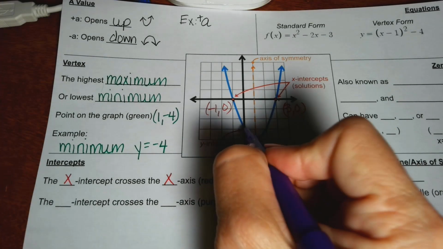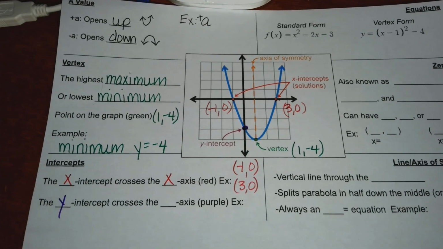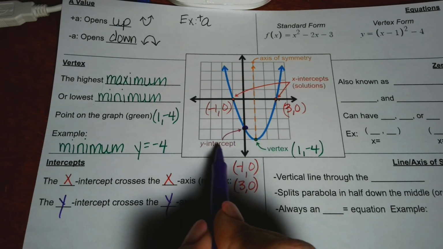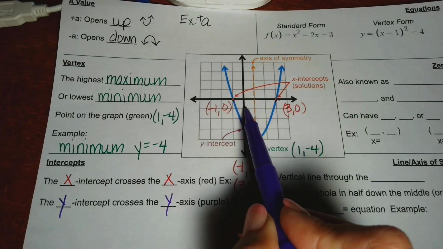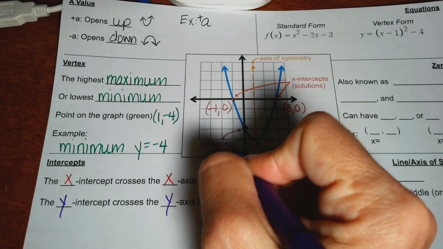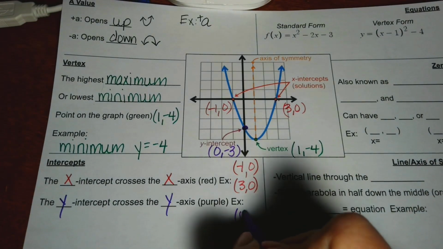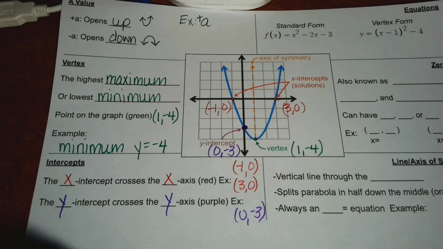Okay, next let's look at the y-intercept. If it's a y-intercept, it's going to cross the y-axis. Here it is in purple. So here's the origin, left and right none, down 1, 2, 3. So this one goes down to -3. So the coordinate is (0, -3) for the y-intercept.